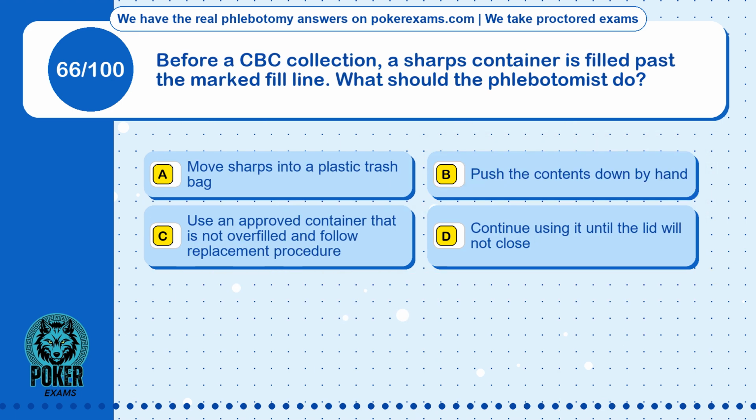Question 66. Before a CBC collection, a sharps container is filled past the marked fill line. What should the phlebotomist do? Option A, move sharps into a plastic trash bag. Option B, push the contents down by hand. Option C, use an approved container that is not overfilled and follow replacement procedure. Option D, continue using it until the lid will not close.